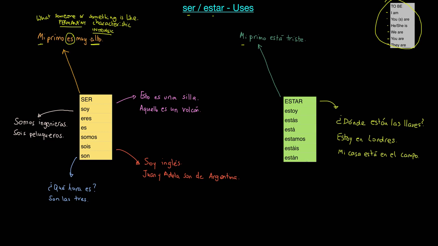Now, if we compare this to this over here, mi primo está triste. Now, we'll see that here we have used está. He is sad. This means my cousin is sad. So, is my cousin being sad a permanent characteristic? Not really. It's a feeling, it's a mood. That's how he's feeling at the moment. So it is a temporary characteristic.